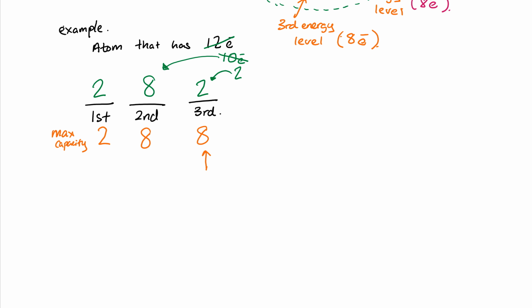The outermost shell we call the valence shell. And we call the number of electrons in the outermost shell the valence electrons. So how many valence electrons do I have in this model? There will be 2 valence electrons. So that's how you organize electrons in the orbitals, in the shells.